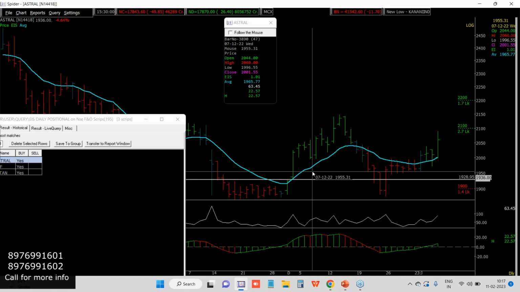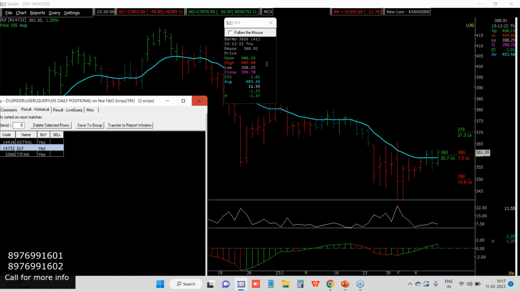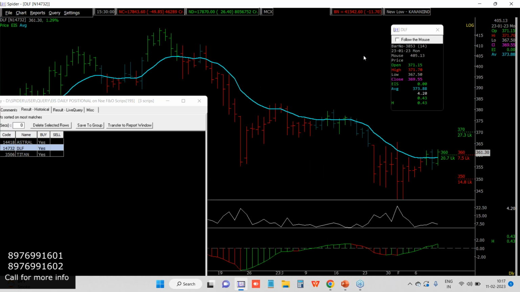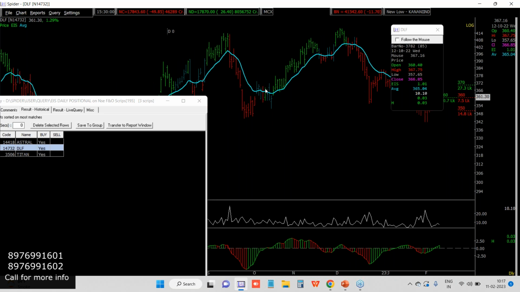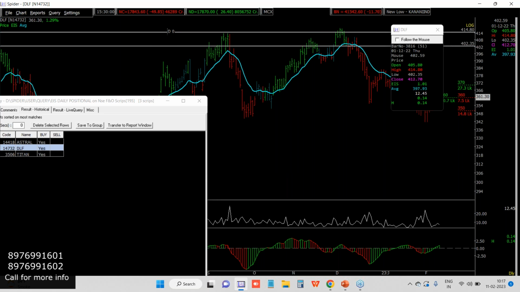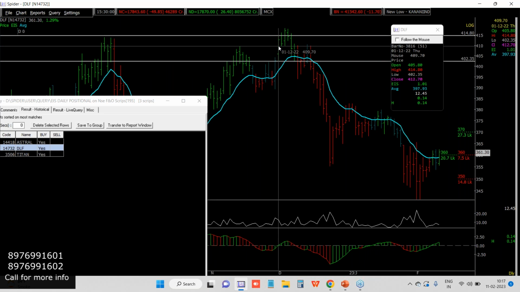See, next we'll see DLF. As we can see, the DLF has come around this point, with the stop loss at this low only. As I have already told you, we'll go with the minimum target of 12.45. This time we got our stop loss.